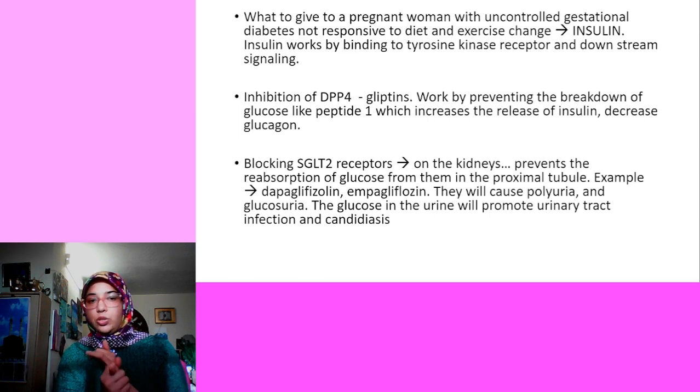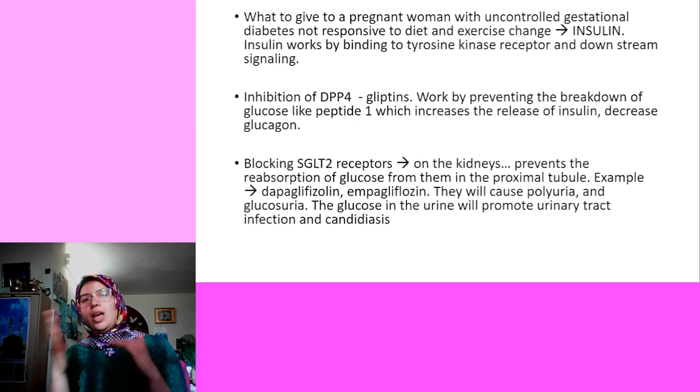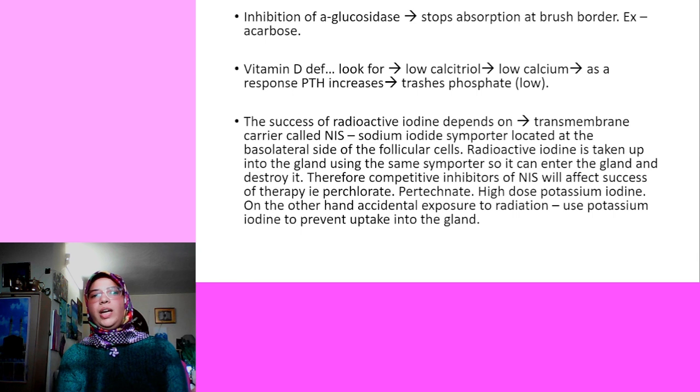Blocking SGLT2 receptors, remember that works on the kidneys. We're going to prevent the absorption of glucose from the kidneys. So all that glucose is going to enter the urine, and then all that glucose is going to be used up by bacteria. So you're going to have urinary tract infection and candidiasis. Inhibition of alpha-glucosidase. So we can decrease glucose levels by simply preventing their absorption from the GI tract. So there are drugs that prevent this brush border absorption, which work by inhibition of alpha-glucosidase, such as acarbose. If I'm not going to be absorbing that glucose in these large carbohydrates, what's going to happen is they're going to stay inside the intestine, and they're going to cause a hard time for the intestine. Basically, you're going to be bloated. You're going to have a lot of gas if you use acarbose.